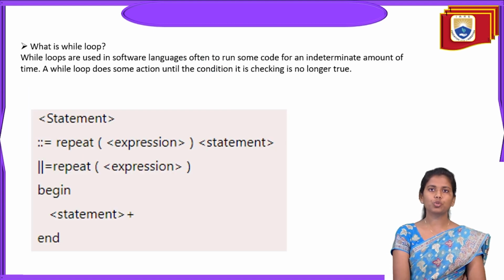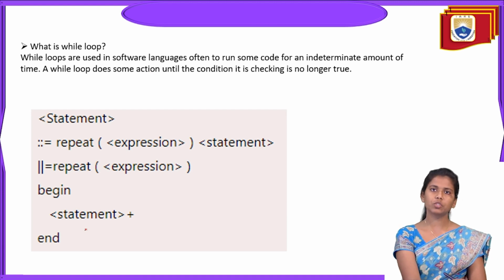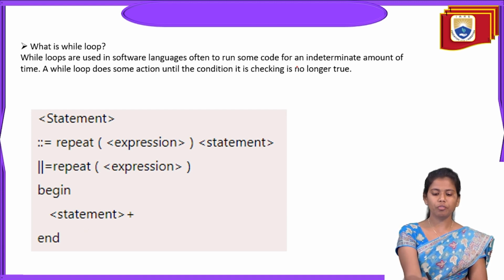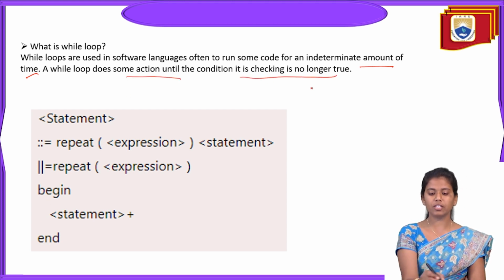Coming to the while loop. This while loop is used in software languages; in the C language we come across a while loop. It runs some code for an indeterminate amount of time. The while loop performs some actions until the condition it is checking is no longer true.